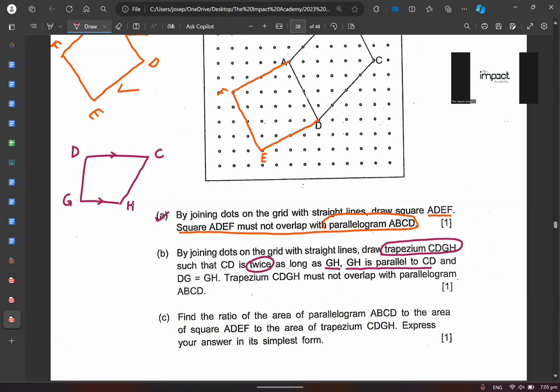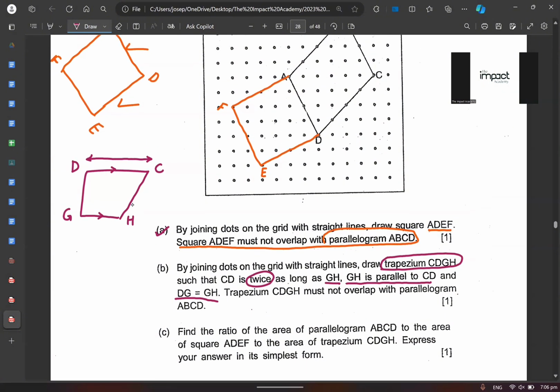So they're parallel. Make sense? And DG is equal to GH. That means to say, it will also be how many dots? 3 dots. Right? So this part, don't say 3 dots, in fact. Say how many gaps? C to G, how many gaps? 1, 2, 3, 4, right? 4 gaps. Agree so far?